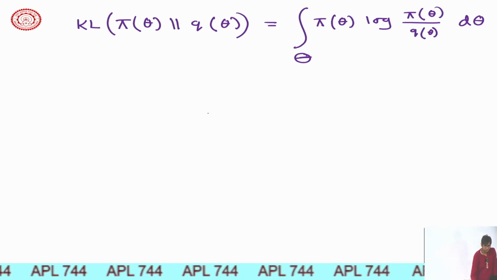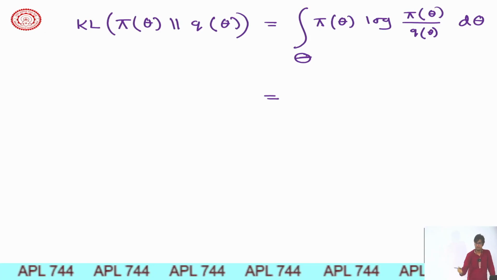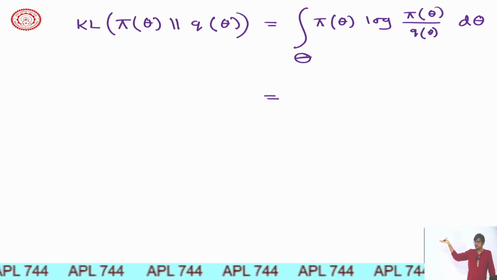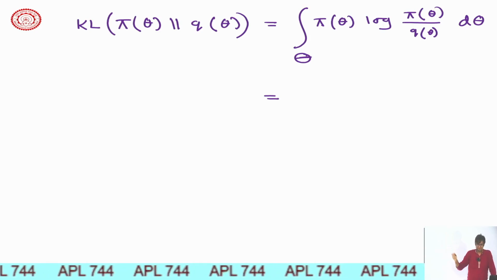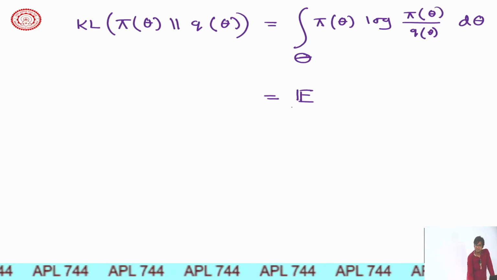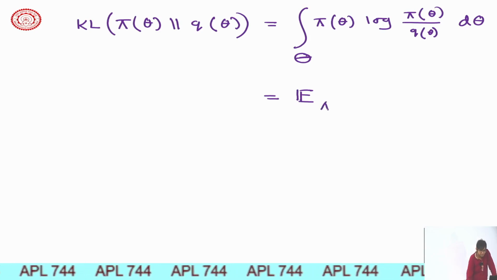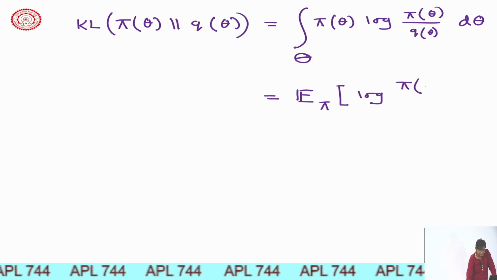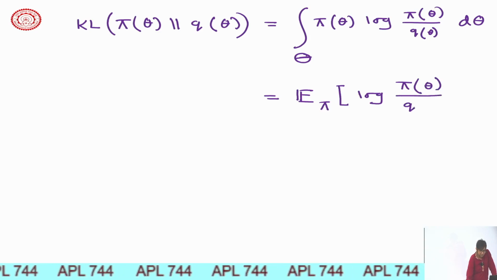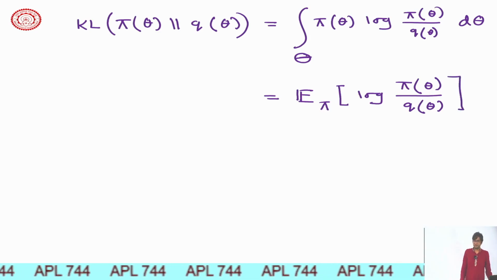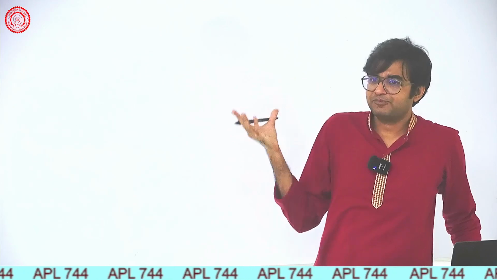Okay, now what is this quantity equal to? What kind of statistical quantity is it? It is the expectation of log pi by q. So this is equal to the expectation with respect to what? Pi, of log pi theta by q theta. Now, do you see any problem with this expression? I mean, this expression is correct, but do you see any problem with using it?